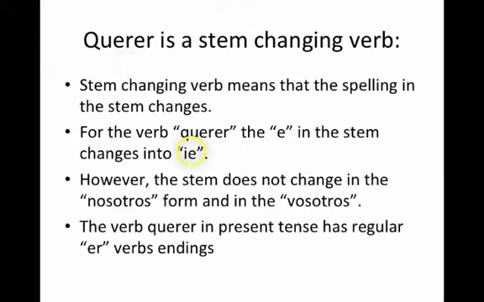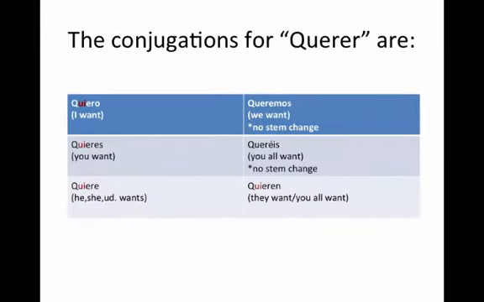However, the stem does not change in the nosotros form or in the vosotros form. The verb querer in present tense has regular ER verb endings. This is how the verb querer looks when it's conjugated in the present tense.